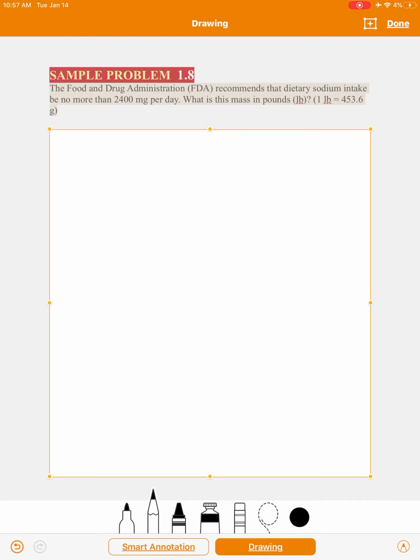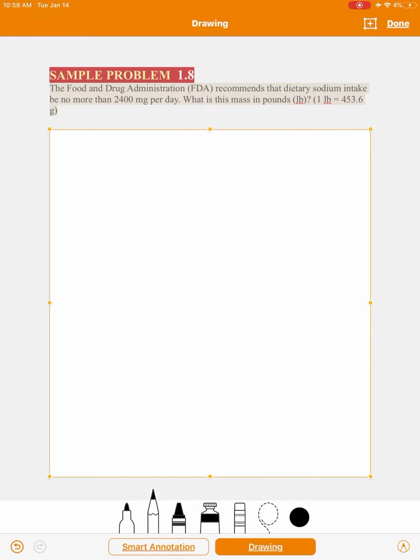conversion. In general, we don't expect people to memorize the imperial to SI conversions or vice versa. But we do expect people to be able to do the prefixes. So you'll notice that the recommendation in milligrams has a prefix milli there. It's 2,400 milligrams per day. So let's go through this.